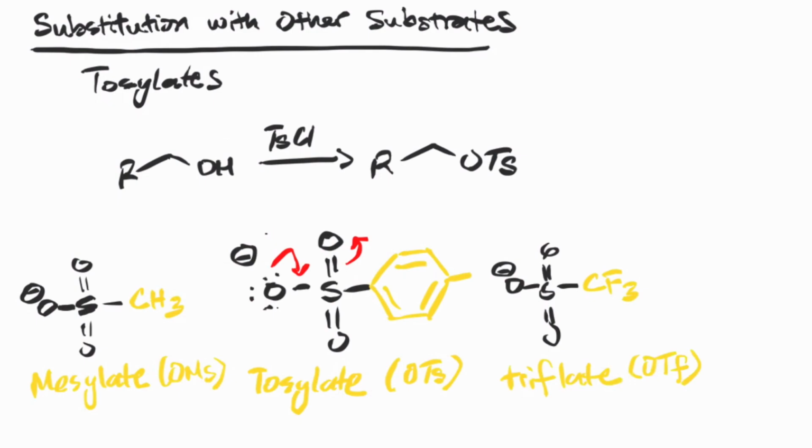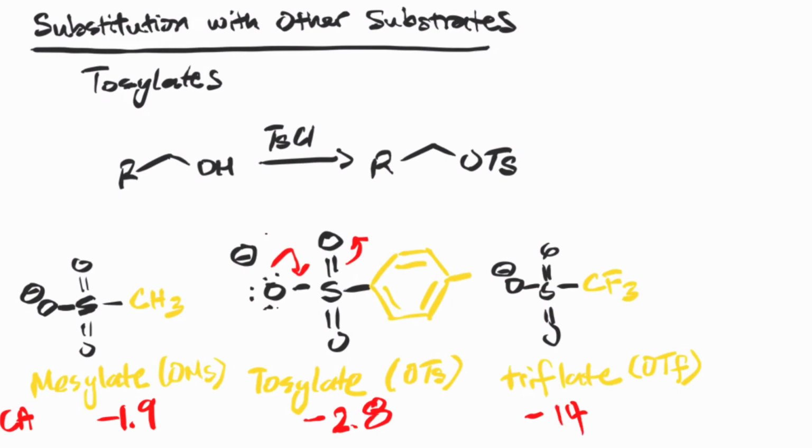Again, all of these are very stable leaving groups because they are very weak bases, due to the fact that their conjugate acids have a very low pKa. For example, the conjugate acid of the mesylate ion has a pKa of negative 1.9, the tosylate has a pKa of negative 2.8, and the triflate negative 14. So very, very strong conjugate acids, so these are very good leaving groups.